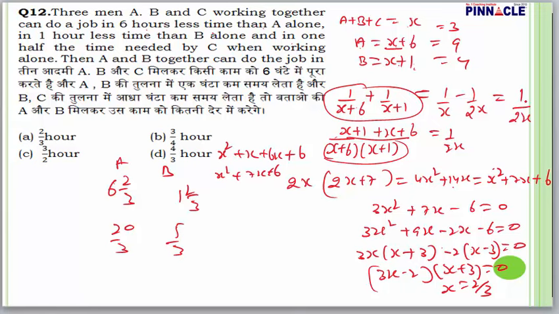So you can put directly, which is equal to 1 by 2x. That is equal to 1. And the value of x would be 2 by 3, that is 3 by 4. So in 1 hour they are doing 3 by 4 part. So they will take to complete the work 4 by 3 hours. 3 by 4, the opposite of this would be equal to 4 by 3 hours. So the answer would be D.